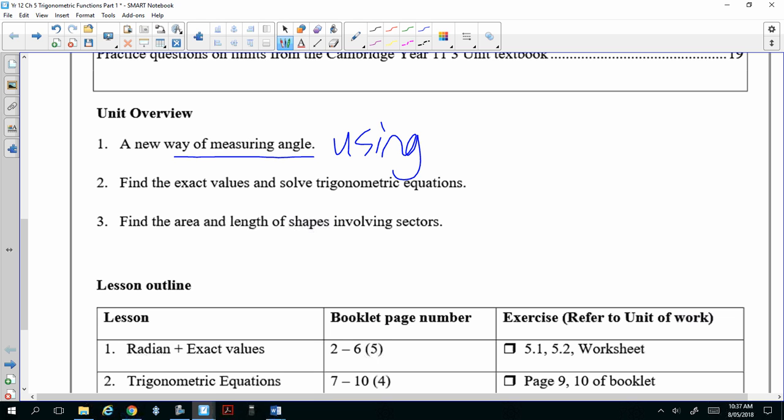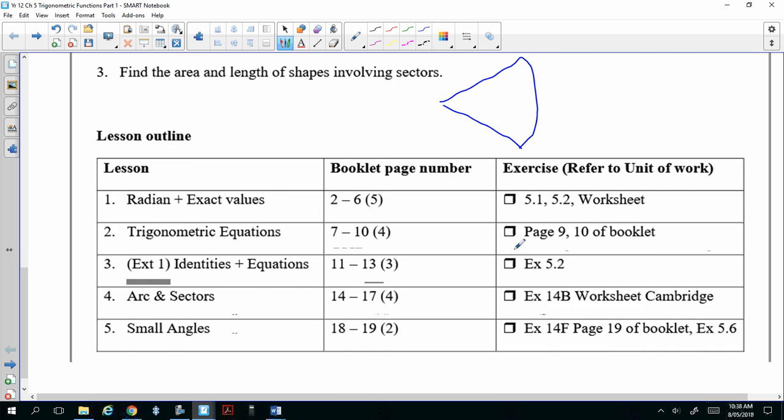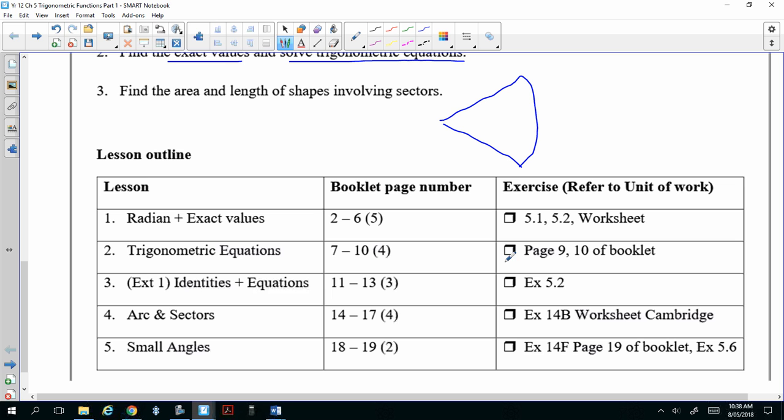And we're going to explain what they are. And then you're going to find the exact values and solve trigonometry equations. And then we're going to look at area of the sectors, length of an arc, etc. So I'll put more detail onto what we do each lesson. Each lesson tells you what page number we're going to do in each lesson. So hopefully that will make it very clear.